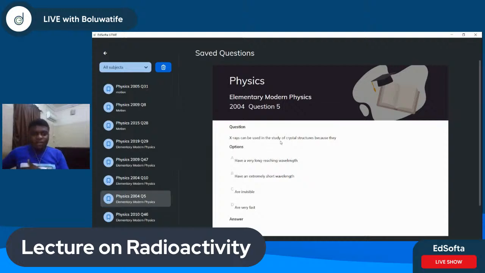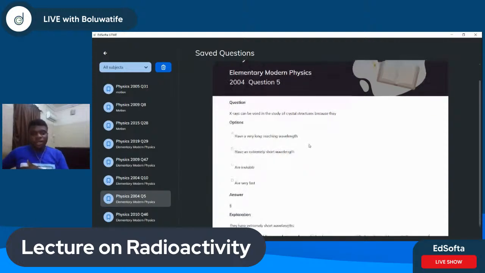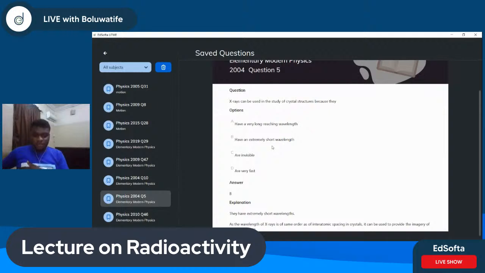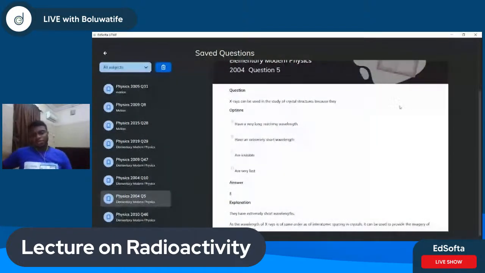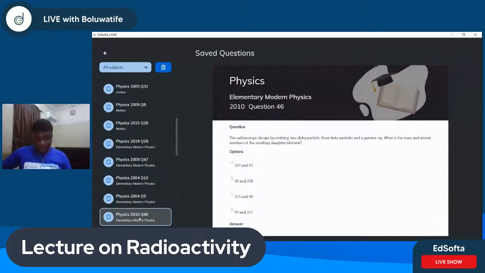Now X-rays can be used in the study of crystal structures because, as you can see, they have extremely short wavelengths. That's why they use X-rays to photograph our bones and stuff like that. As the wavelength of X-rays is of the same order as the interatomic spacing in crystals, they can be used to provide imagery of crystal structures. That just goes to explain why X-rays are used instead of gamma rays or alpha rays and stuff like that.